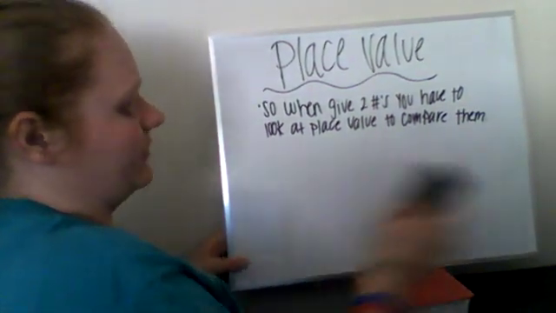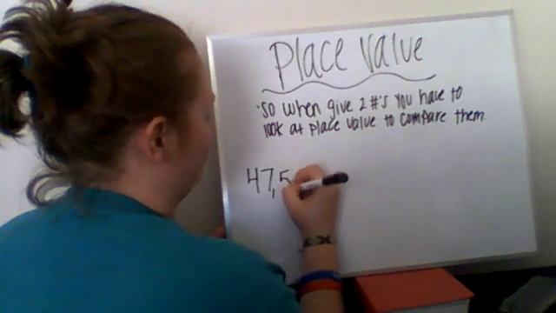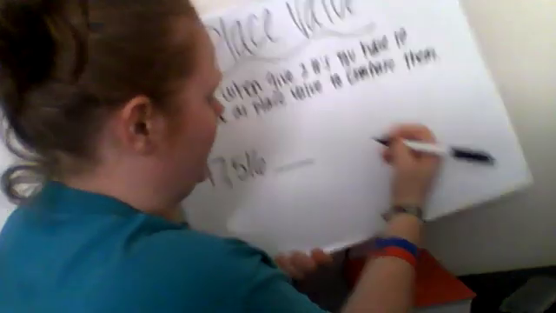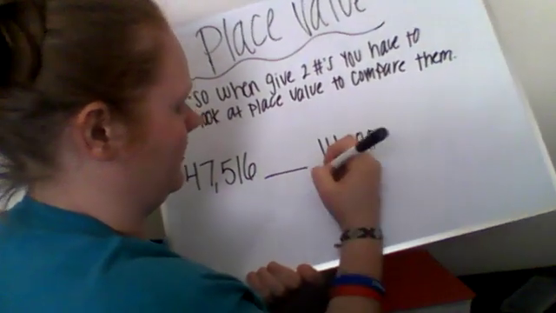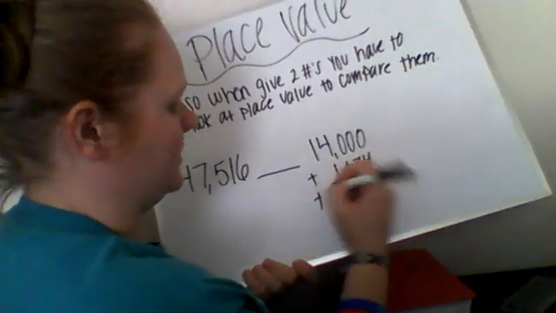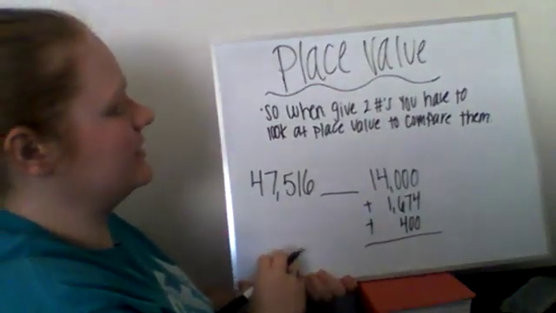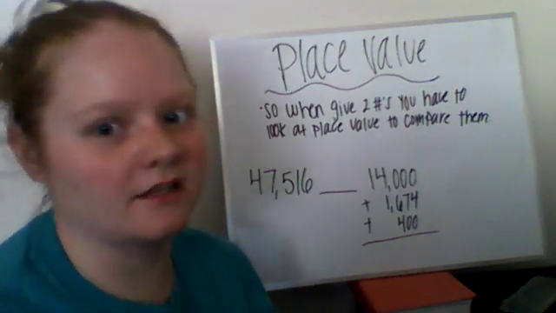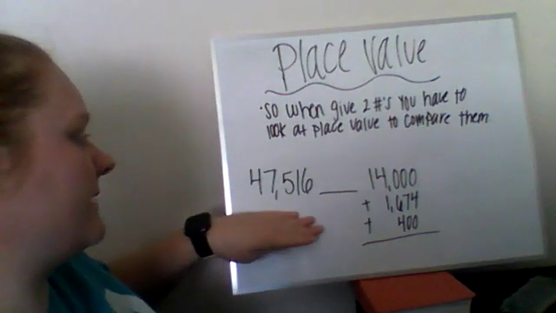Okay? So let's look at another example. That's going to be a little different. If I give you the numbers 47,516, and this is where it's going to be a little tricky because I'm going to give you a couple numbers: 14,000 plus 1,674 plus 400. When I give you this, I want you to compare these numbers. You look at this problem and you could be like, man, that's a lot of numbers. What do I need to do? Well, my left side already has the number.